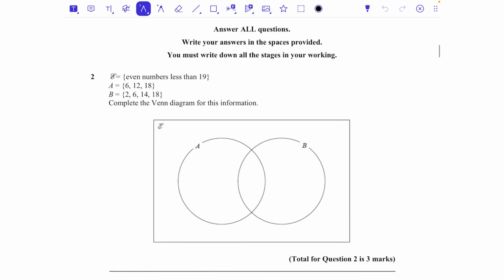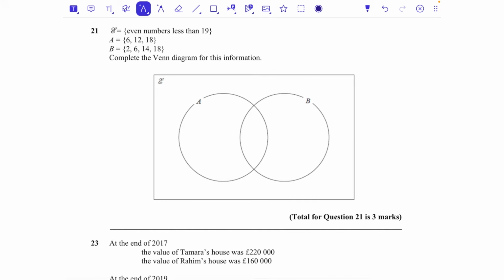Okay, question number 2. This squiggly E means our universal set. So the universal set, all the numbers you know about in your universe right now, are the even numbers less than 19. So I'm going to write them out: 2, 4, 6, 8, 10, 12, 14, 16 and 18. Less than 19 wouldn't include 19 anyway, but we're only looking at even numbers, so we're going to go up to 18. A is 6, 12 and 18, and B is 2, 6, 14 and 18.